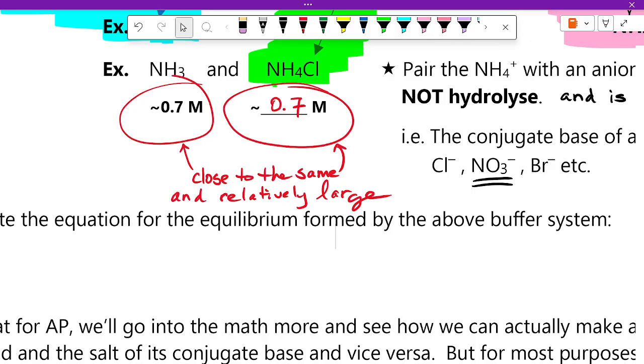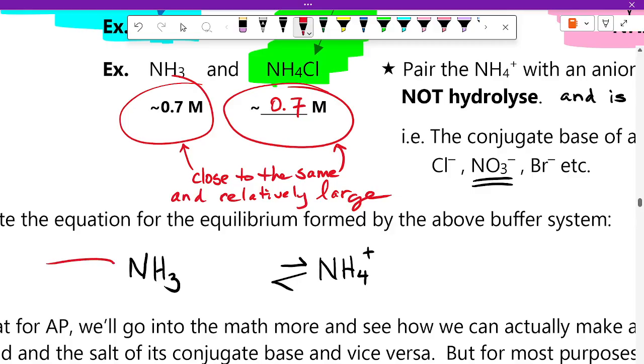And again, you do not want to write NH3 plus NH4Cl. That will not get you in the right place. So you want your weak base on one side, and you want your weak acid on the other side.